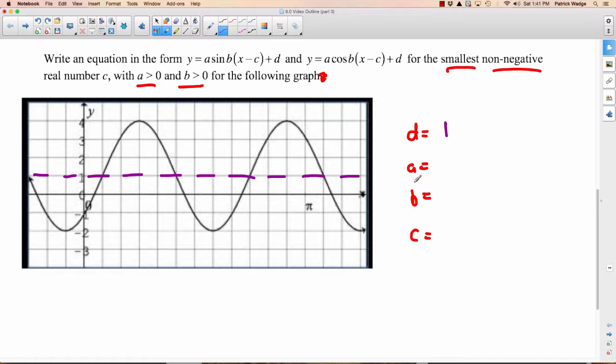Okay, A is amplitude, so that's the distance from the midpoint to the maximum or from the midpoint to the minimum. And it's a distance, so it always is positive. So 1, 2, 3, or if you want, 1, 2, 3. Your A value is 3.